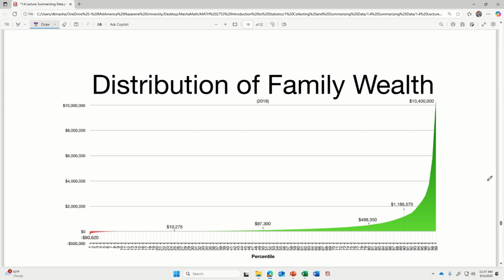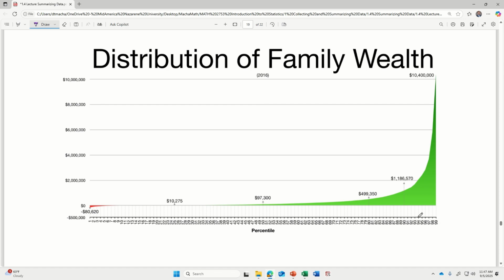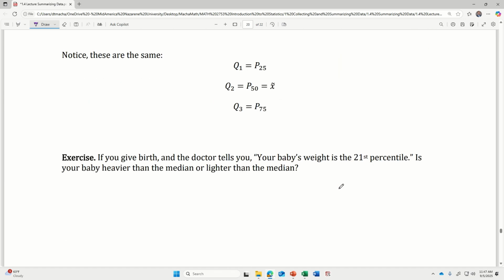The median is also the 50th percentile, and they have 97,000 in assets. The third quartile would be the 75th percentile, and that's not labeled, but we have the 80th percentile. It's like $500,000. And then the 99th percentile would be 10.4 million. Of course, this is old. This is 2016, so it's a lot different today than it was in 2016. But this is an example of a graph with percentiles, and how you could use this.